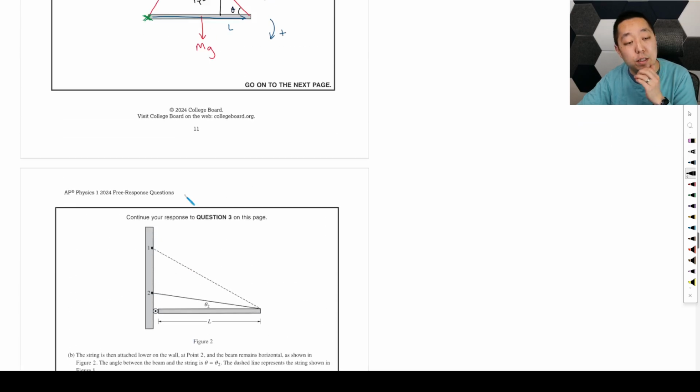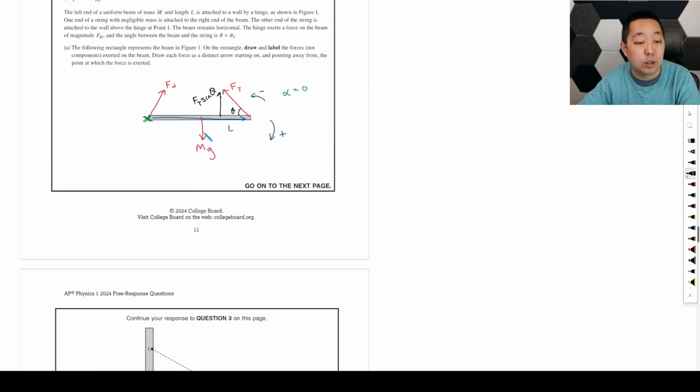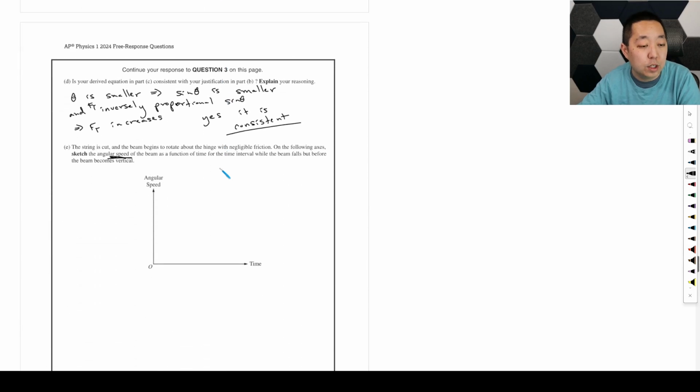So initially, you're going to have some angular acceleration, because you're only going to have torque due to gravity. However, the torque due to gravity is going to decrease over time, because as the angle changes, the torque is no longer mg times L over 2. There's just going to be a smaller component. So you should start off with no angular speed, and remember the slope is the angular acceleration. Angular speed versus time: you're going to have the most acceleration here, and then it's going to level off before it becomes vertical.